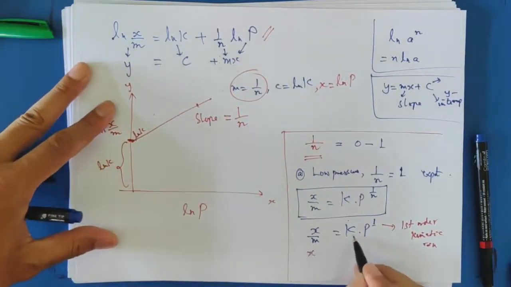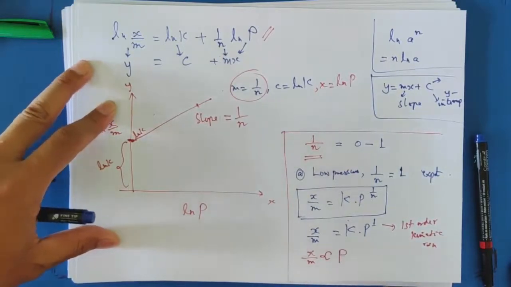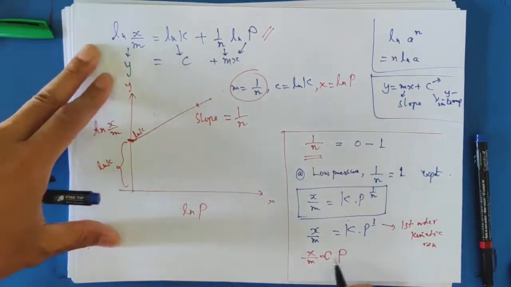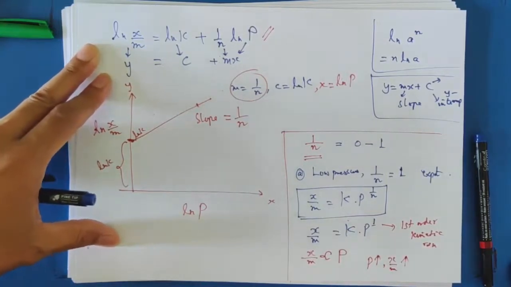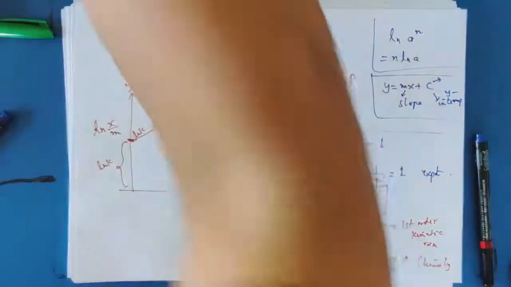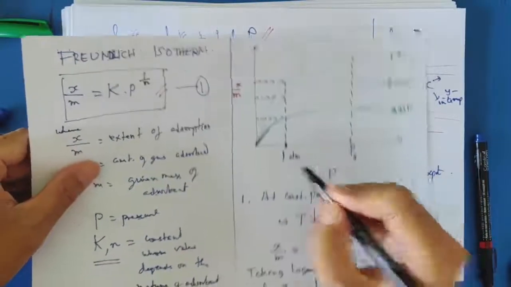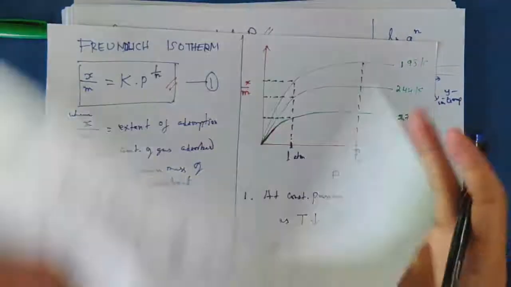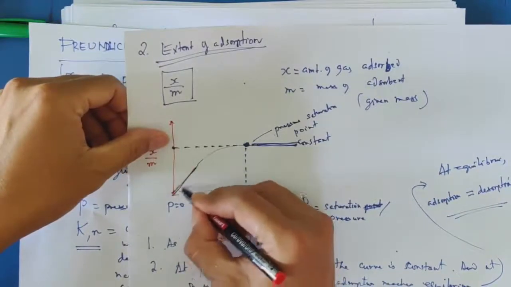At constant temperature, x by m is directly proportional to the pressure. If p increases, the x by m value also increases. If p decreases, x by m also decreases, of course linearly. Then draw a graph. Linear, a straight line, not a curve. This one, linearly.